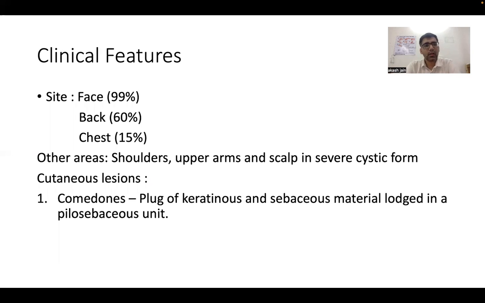Now, the next topic is clinical features of acne. After etiopathogenesis, what are the clinical features of acne? What is the most common site for acne? It is the face, 99%. Back can be involved in 60% of patients, and chest in upper 15% of patients. Other areas like shoulders, upper arms, and scalp can be involved in the severe cystic form of acne.